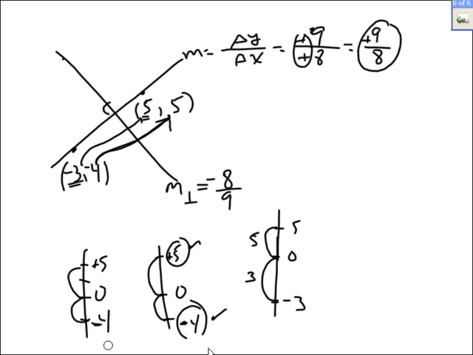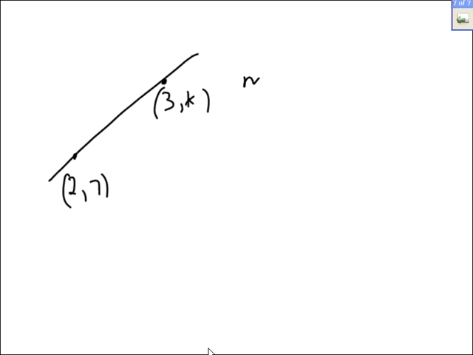Now, let's play a little game. I will give you 2 points, but not exactly 2 points, and I'll give you the slope. So let me explain to you. Here is 1 point, 2, 7. Here's another point, 3, k. And I tell you that the slope is 5. And the question is, find k.